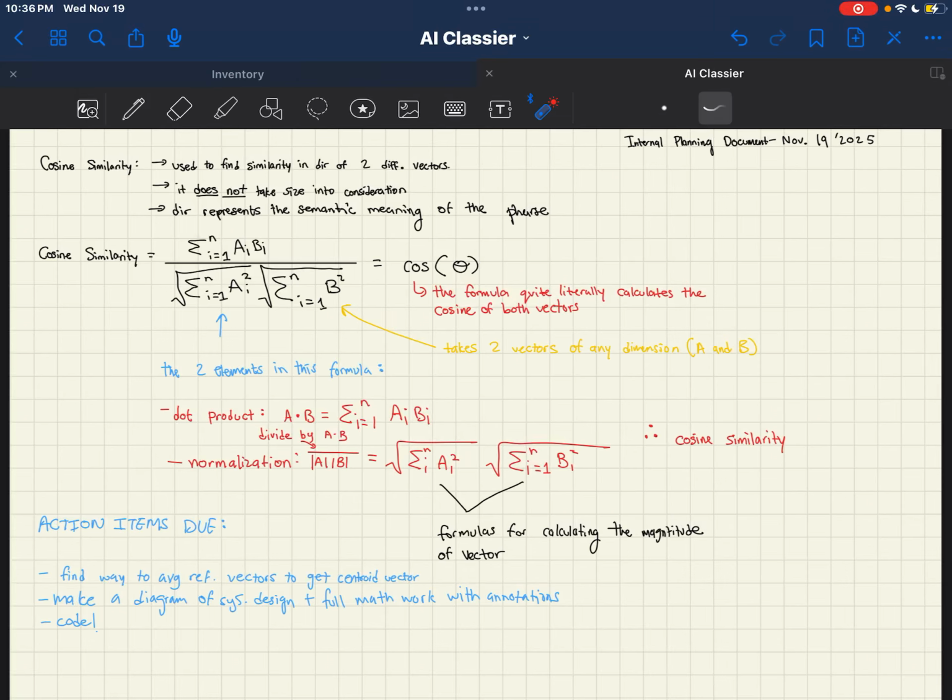All right, so here's what I've gathered so far from exploring the math behind cosine similarity. Essentially, we know that words or phrases are going to be vectorized, which means they're going to be turned into numbers, which means something, right?